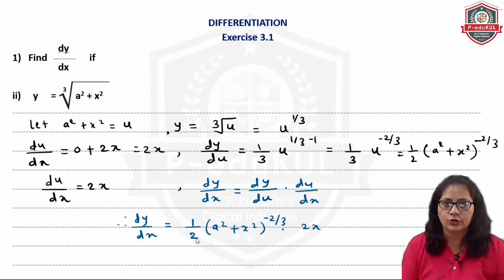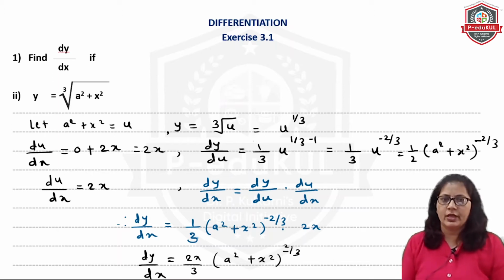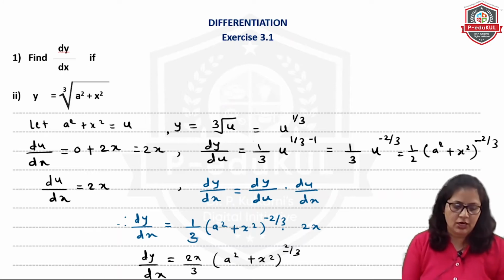1 by 3, it should be 1 by 3. So this will be 2x upon 3 into bracket a square plus x square raised to minus 2 by 3. So that is my final answer of dy by dx. Examples are very simple. Only thing is you need to understand what you are going to substitute is.